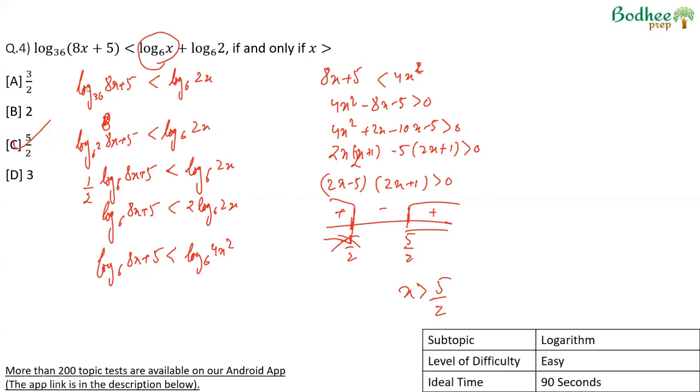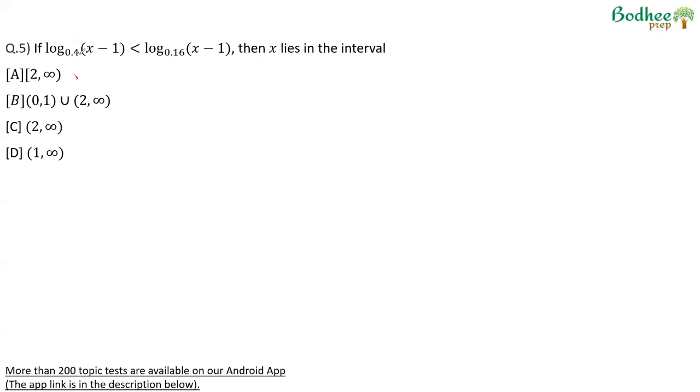One step of change is to be made, and therefore I'm saying easy question. Probably within a minute and a half or 2 minutes, this could be attempted. If log of x minus 1 to the base 0.4 is less than log of x minus 1 to the base 0.6. Here the base is less than 1. Therefore, we have to be careful with the sign. X lies in the interval.